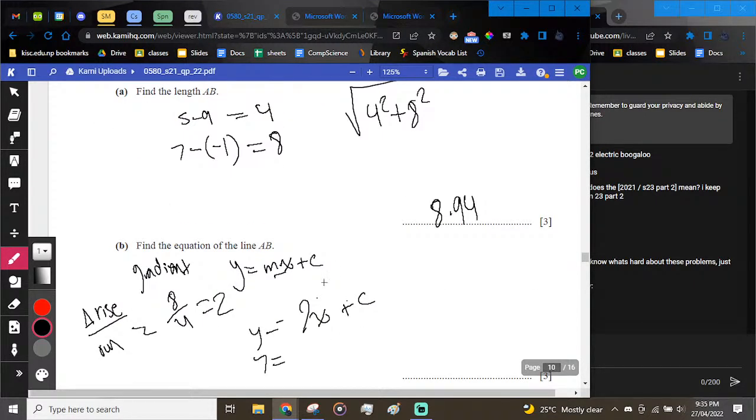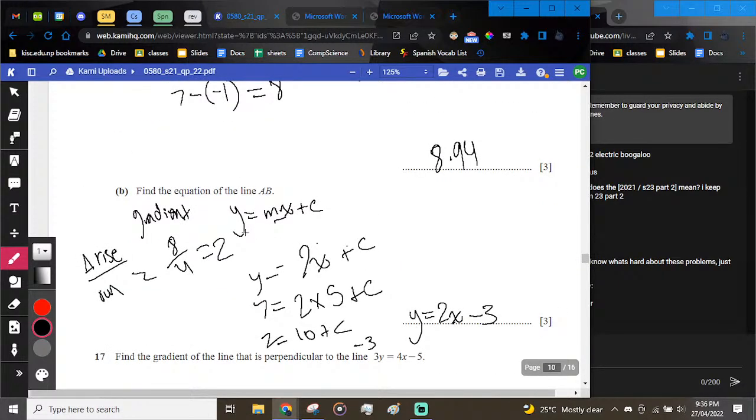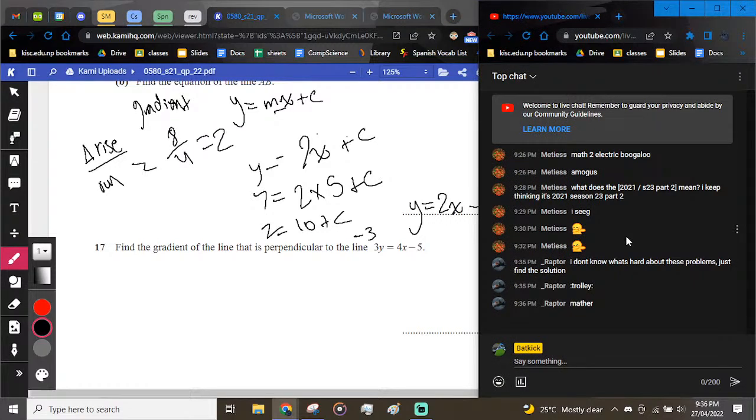7 equals 10 plus c. 7 minus 10 gives c is minus 3. Equation is y equals 2x minus 3. Easy. Timer stop.